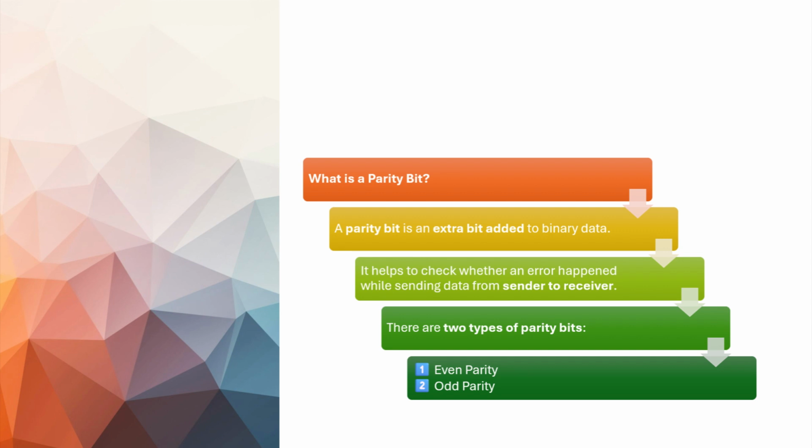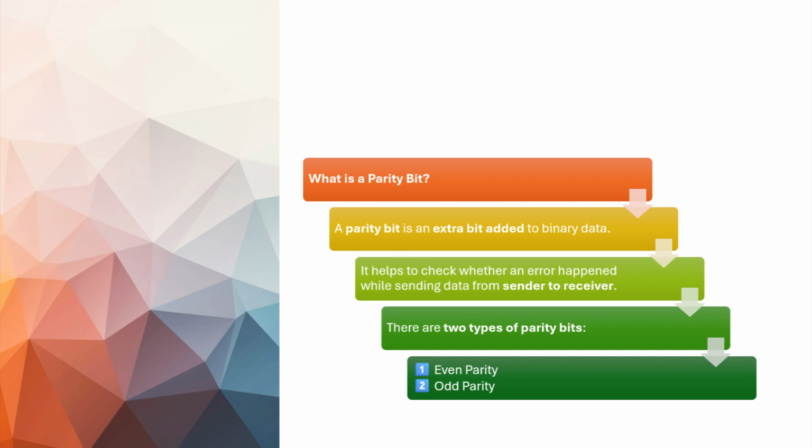Think of it like this. Imagine you are packing a suitcase for a trip. You want the suitcase to weigh exactly 20 kilograms. But your clothes only weigh 18 kilograms. So you add a small extra item to make it 20. That extra item is like the parity bit. The parity bit completes the data to follow the rule.